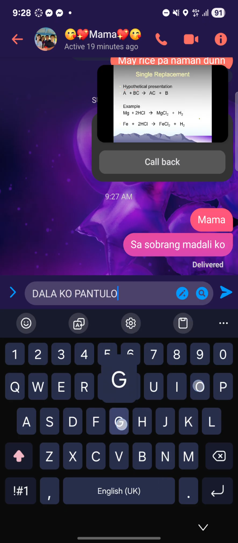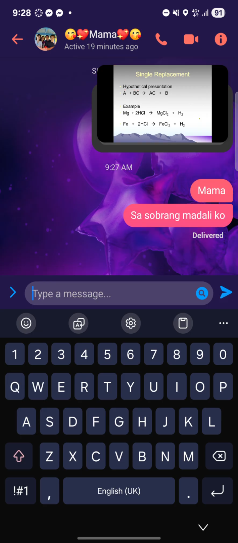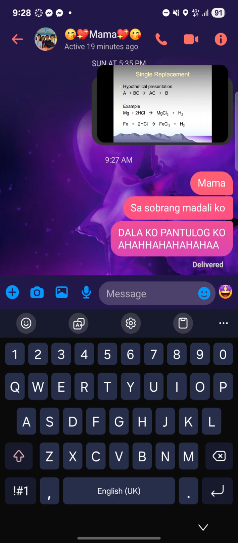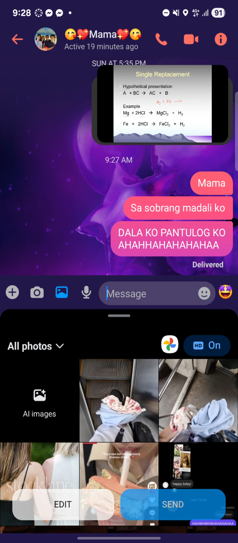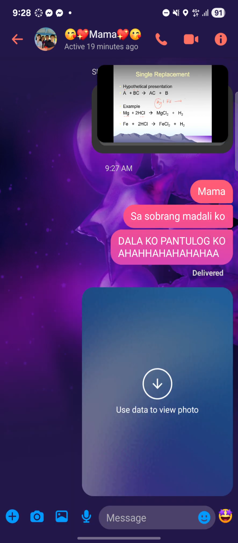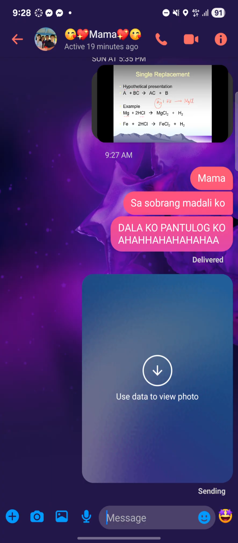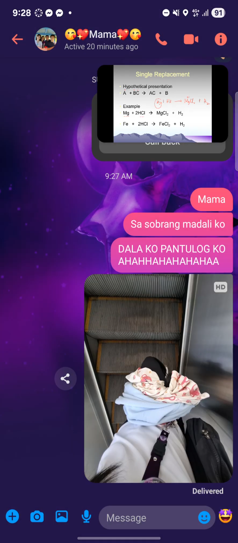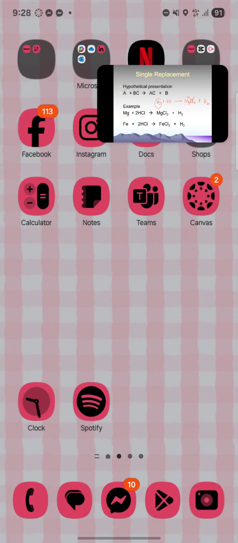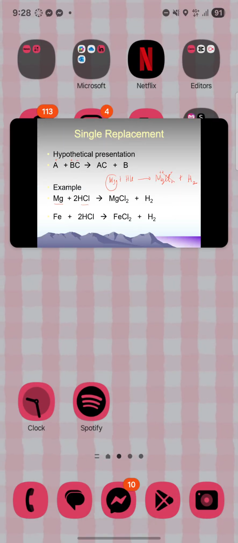The single replacement, you have your A plus BC equals AC plus B. So example, you have your magnesium ribbon, you have your HCl. So magnesium ribbon plus your HCl. Magnesium is more reactive than that of hydrogen to form your magnesium chloride, MgCl2 plus free hydrogen. Hydrogen is diatomic. Why Cl2? Magnesium is positive 2, your chloride is negative. So criss-cross process.